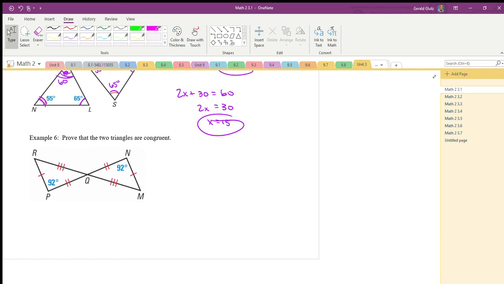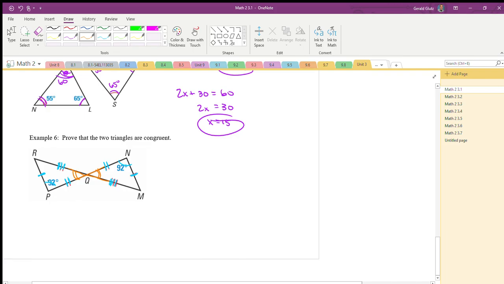And then finally, example 6. So we've got to prove that the two triangles are congruent. They already tell us that all the sides are congruent. So those two sides are congruent. These two sides are congruent. And then these two sides are congruent. So we know that this angle and this angle are congruent. So we've got two lines crossing each other right here. So two lines crossing each other, the opposite angles are always congruent because they're vertical angles. So we know that those two angles are congruent.